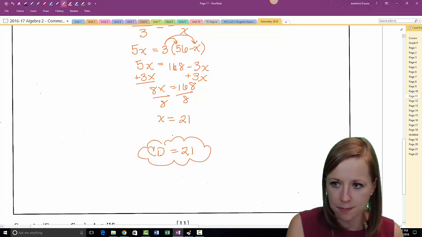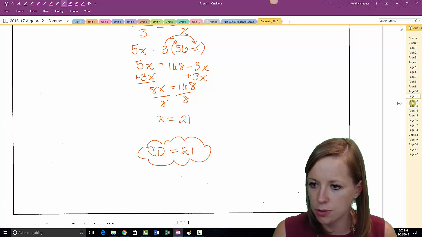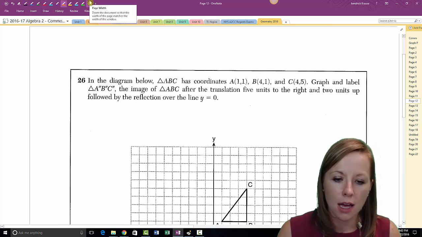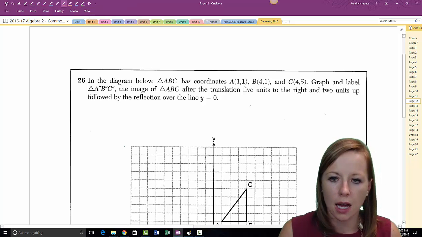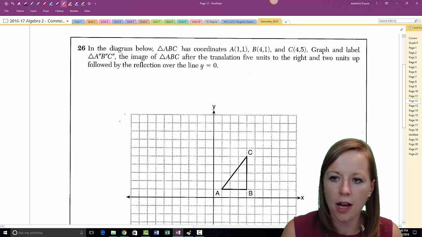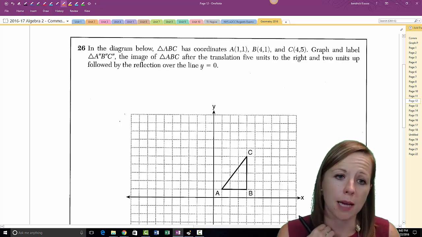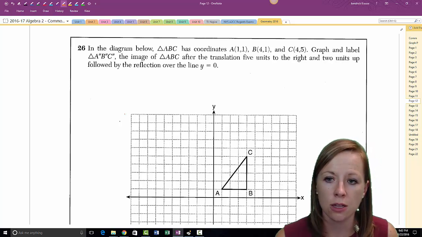Excellent. Moving on. So I'm going to go to the next question, which would be pretty easy. This one should have been all right. In the diagram below, triangle ABC has coordinates (1,1), (4,1), (4,5). Graph and label A double prime, B double prime, C double prime, the image of ABC after the translation 5 units to the right and up 2 units, followed by a reflection through the line y equals 0.